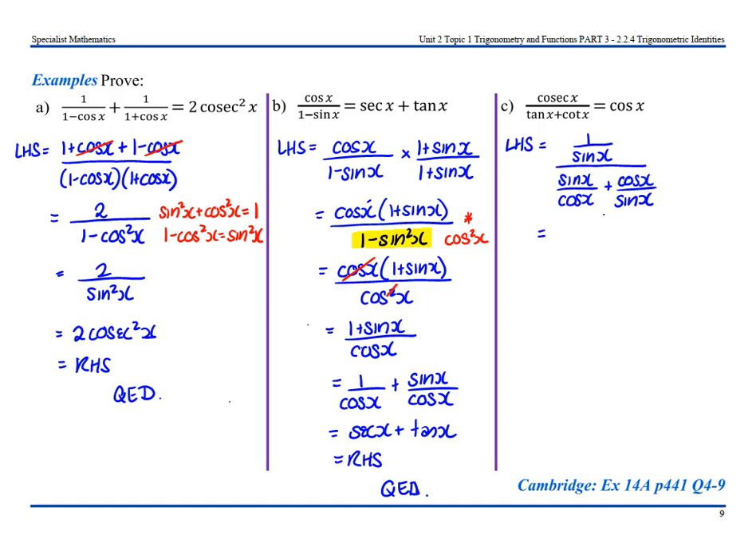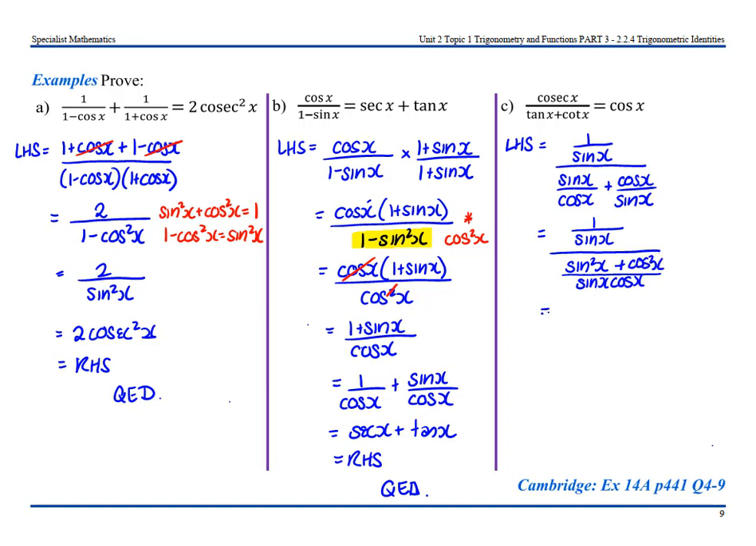So that becomes 1 over sine x. Let's get a common denominator on the bottom in our denominator. So sine x cos x. For the first fraction I already have the cos, so I need the sine. So that becomes sine squared x. For the second fraction I already have the sine, but I need the cos. So that becomes plus cos squared x.